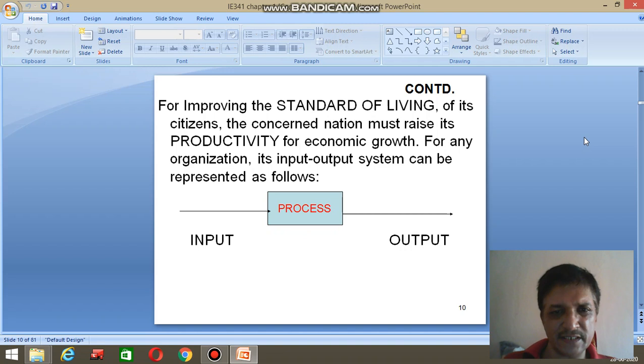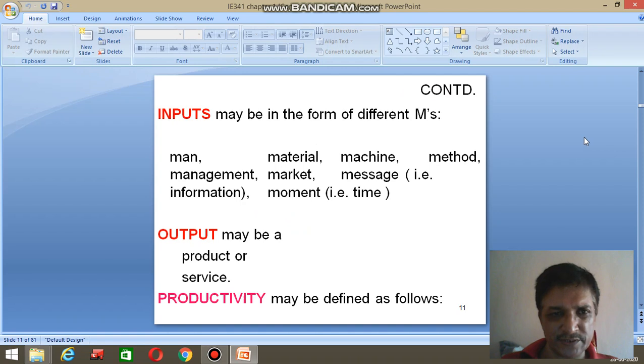For any organization, its input-output system can be represented as the input, whatever input factors are there, that has to be introduced, then the process, and then the output. Finally, we are getting the output from the process. Now, what can be said as the input? The inputs are in the form of man, material, machine, method, management, market, likewise, and the output may be the product and services.